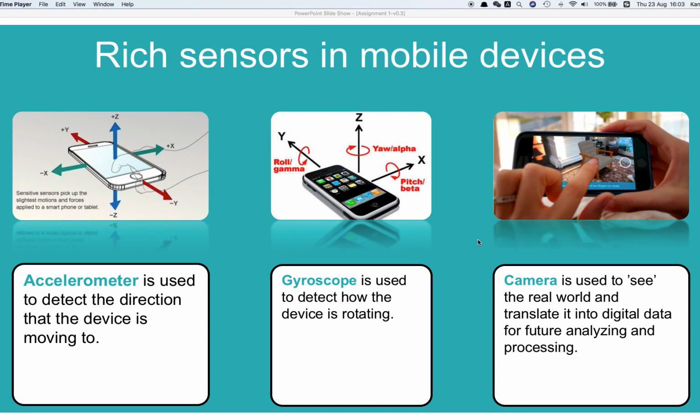Sensors in mobiles can perfectly support AR application. Accelerometer, gyroscope, camera are the main sensor on the phone. Accelerometer can help to detect the direction. Gyroscope is used to detect how the device is rotating. Camera can help to see the real world and translate it into digital data.